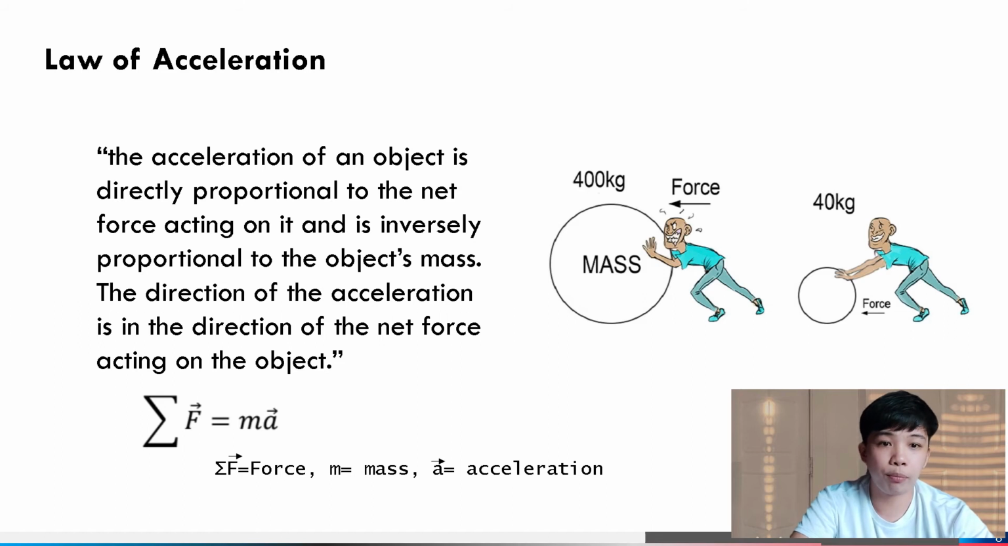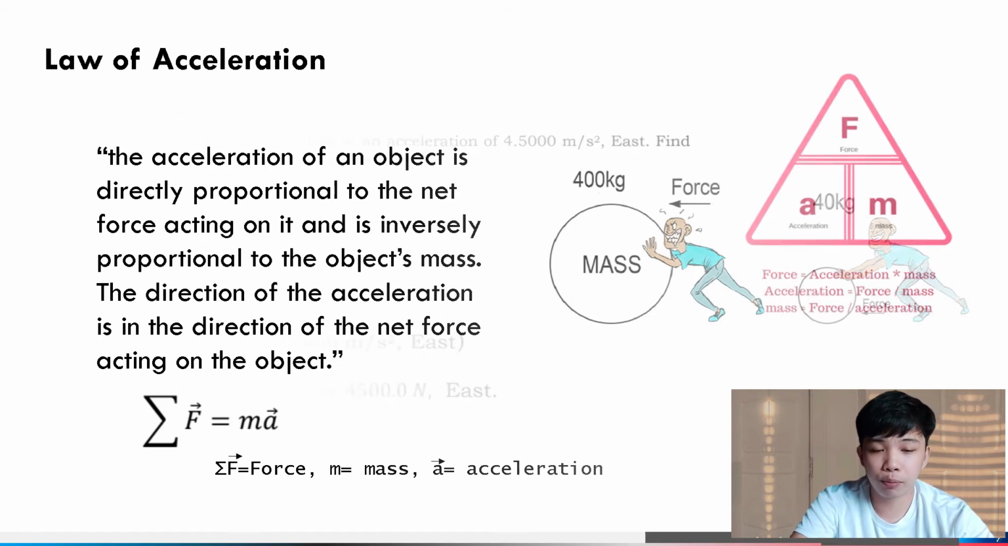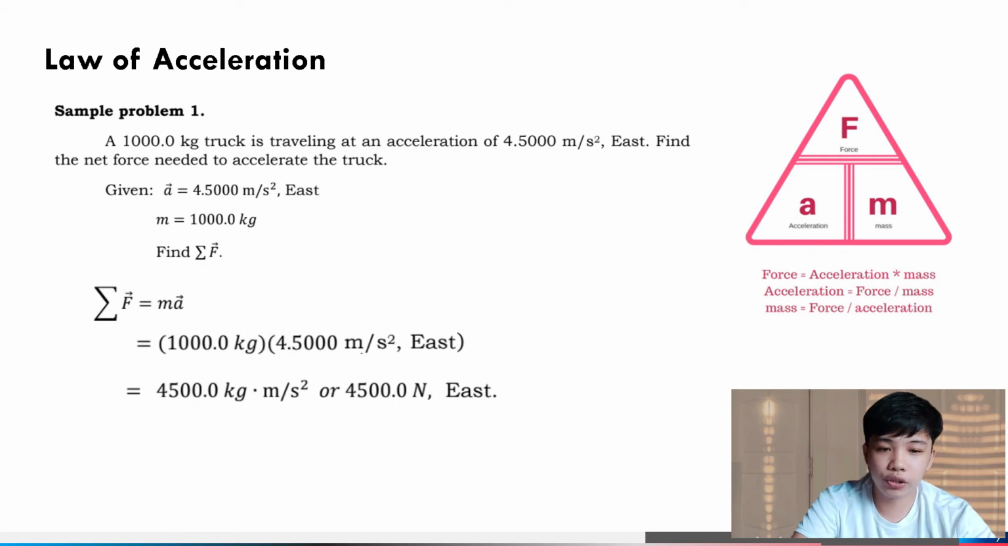By the way, those arrows represent the direction of the force. Now let's take a look at this sample problem. So let me read the sample problem here. A 1,000 kilogram truck is traveling at an acceleration of 4.5 meters per second square, going to the east. Find the net force needed to accelerate the truck. So first you have to identify the given, which is the acceleration is equal to 4.5 meters per second square due east. The mass of the object is 1,000 kilograms, and you have to find the net force.